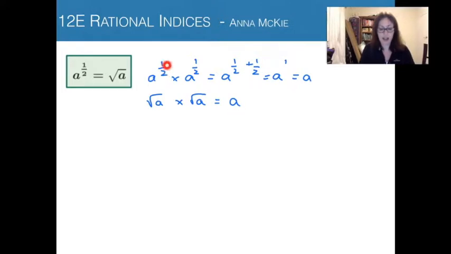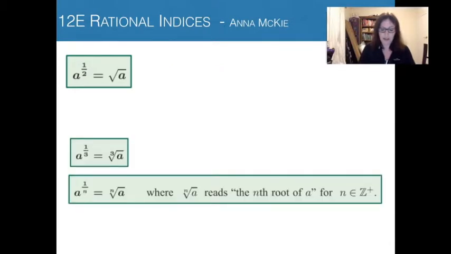So as we know, a half is the equivalent of the square root sign. We're going to look at where that number 2 comes from. We're going to look at thirds and other numbers. So the next rule therefore is if it's a to the power of a third, that can be written as the cubed root of a.